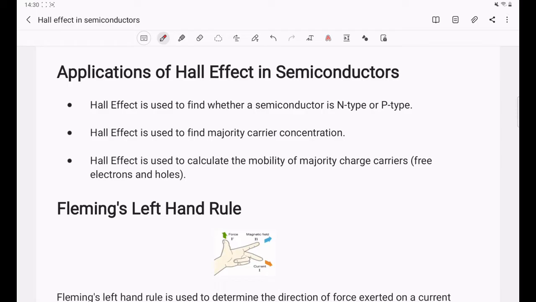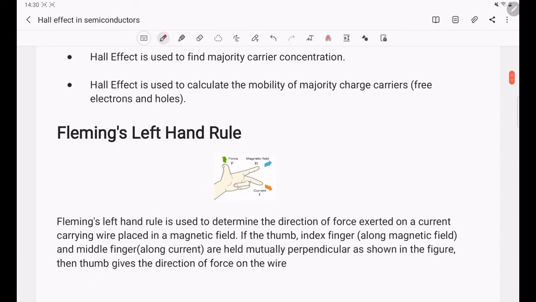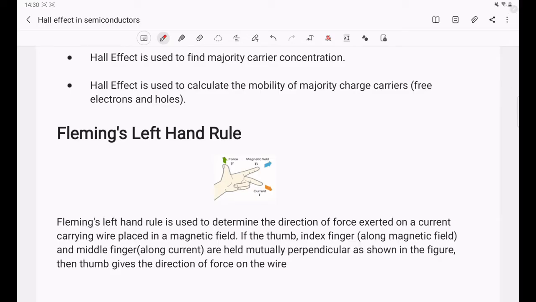Here we will need a concept of Fleming's left hand rule to understand the first application. According to Fleming's left hand rule, when a current carrying conductor is placed in a magnetic field, then it exerts a force. If your middle finger represents the direction of flow of current and the direction of magnetic field is represented by the index finger, then the force exerted is represented by the direction of your thumb. Using this concept we will understand the rest of the things.